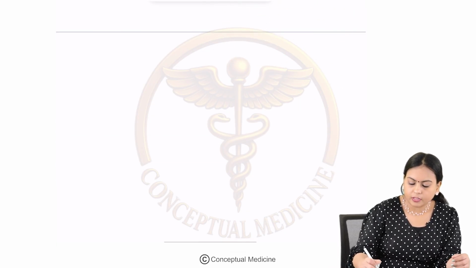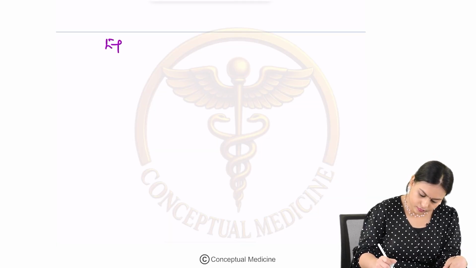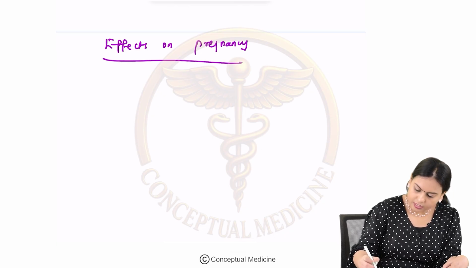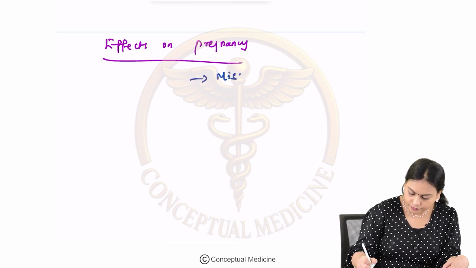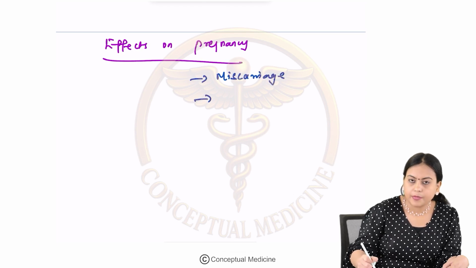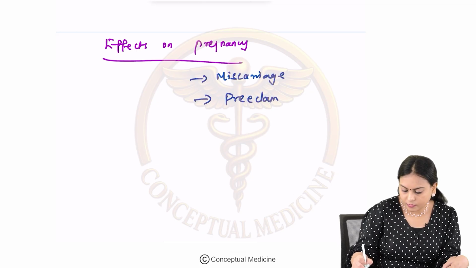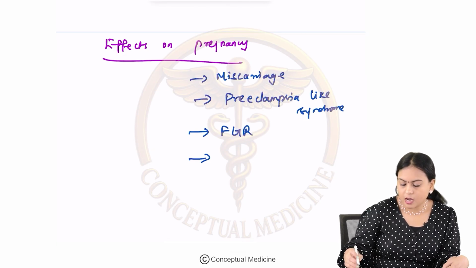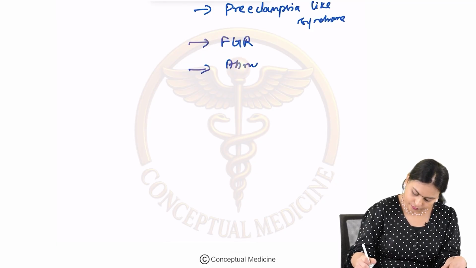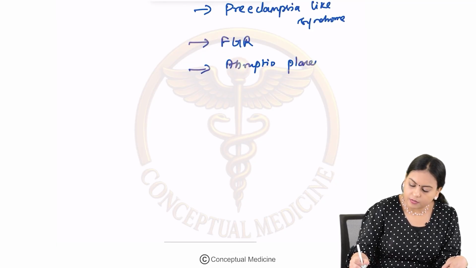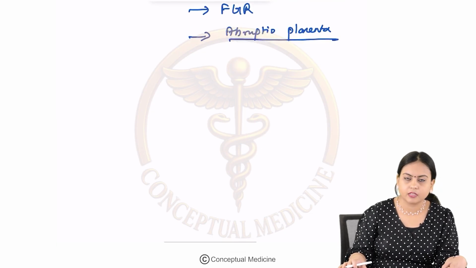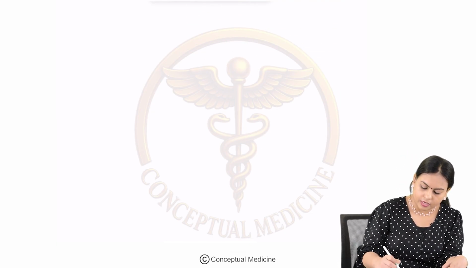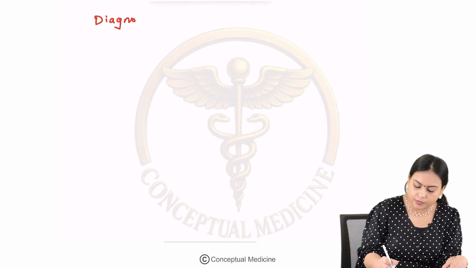Now, we will see what are the effects on pregnancy. They can cause miscarriage or preeclampsia-like syndrome, or fetal growth restriction, abruptio placenta. But the risk of abruptio placenta is not proven, but still we can give the risk. Now, we will see how the diagnosis is made.